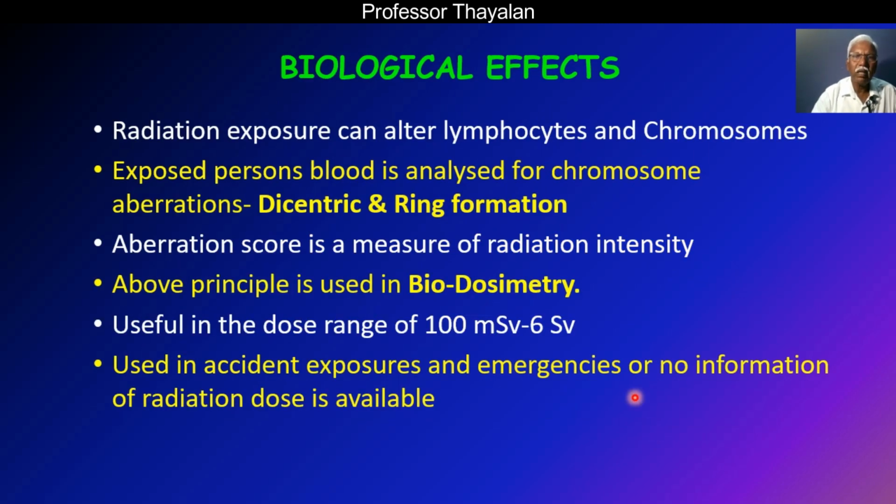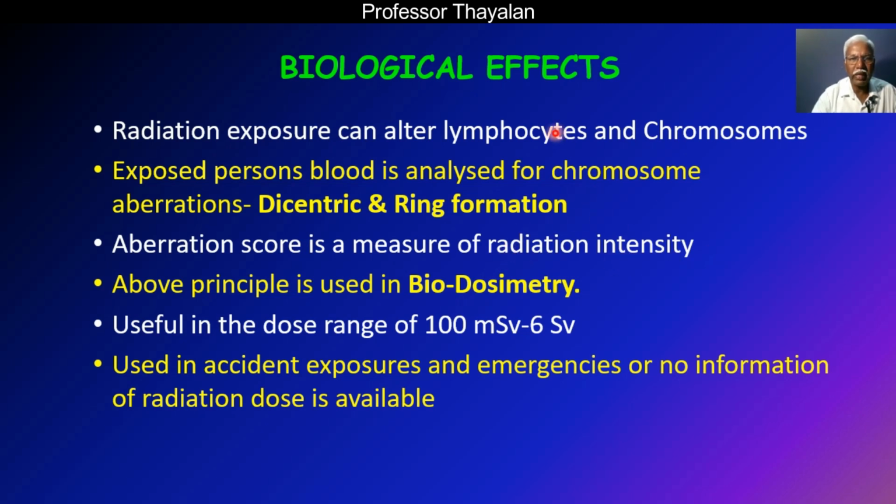Biological effect. If you take human blood, we have lymphocytes and chromosomes. So once the human blood is exposed to radiation, it will alter the lymphocytes and chromosomes. So chromosome aberrations can be analyzed. How does it look? Once the lymphocytes, actually chromosomes, are exposed to radiation, it will form dicentric and ring formation. This dicentric and ring formation can be measured as an aberration score. So once you measure the score, it is a measure of radiation intensity.